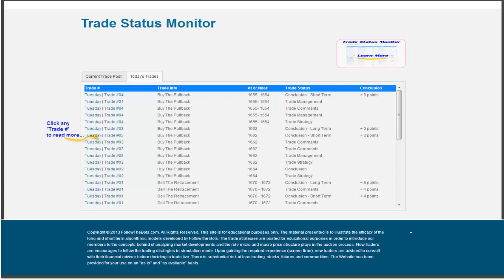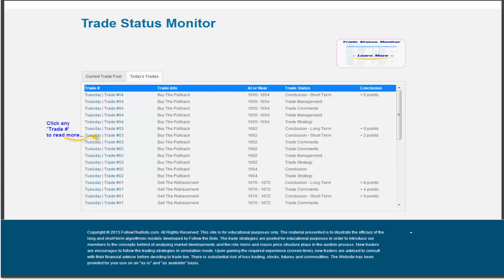So what you're seeing here is the trade status monitor. This is where we enter the trading strategies. We enter the initial post as a strategy, and then typically we will add a trade management comment, perhaps a trade comment. There may be situations where the trade is taking some time to develop, and we may add additional comments if we feel it's appropriate. And then finally, we post the conclusion of the trade.